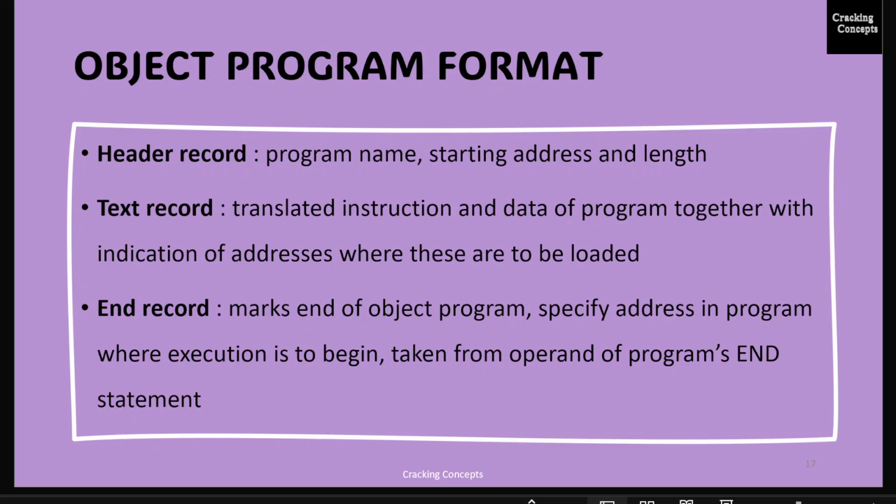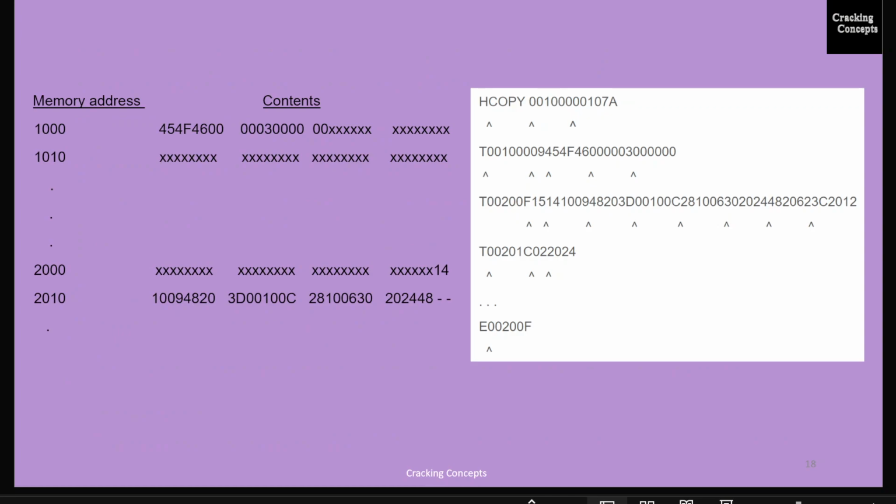Finally, we have the end record, which marks the end of the object program, and it specifies the address in the program where execution is to begin. Now this is taken from the operand of the program's END statement. Now this is an example of how the object program format is. Now we look into the details.